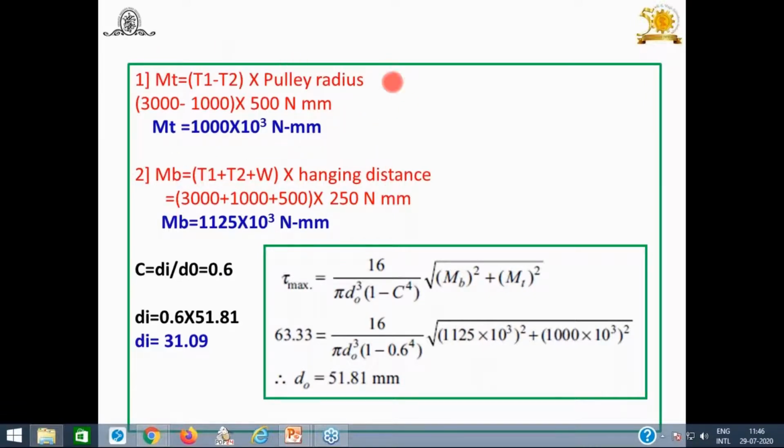Now from torque transmission, you will get MT, the torque. Then what do you have to do? We have to find out the MB. Yesterday we saw how to find the magnitude of bending moment. We constructed a vertical load diagram and a horizontal load diagram. But in this case, the pulley transmits power vertically and the weight is also acting vertically. That means only the vertical diagram is sufficient. So therefore, it's an overhang. Look at the figure here.